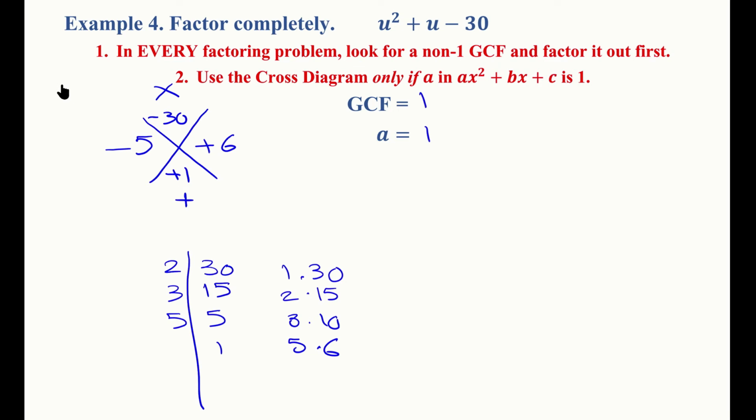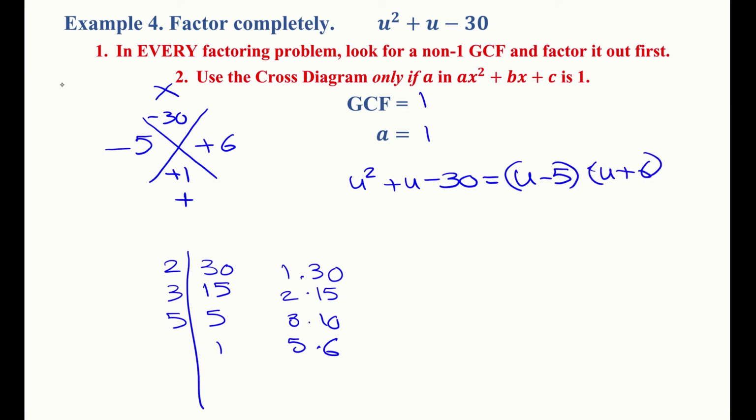So we have found our magic numbers, and we're going to factor u squared plus u minus 30 as u minus 5 times u plus 6. And whenever we factor trinomials, we're always going to do our 3 checks, right? First times first is first, last times last is last. Negative 5 times positive 6 is in fact negative 30.